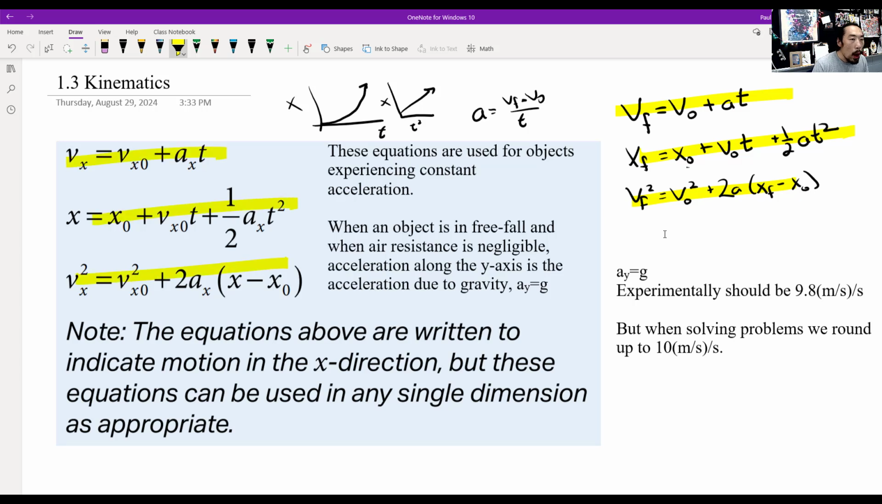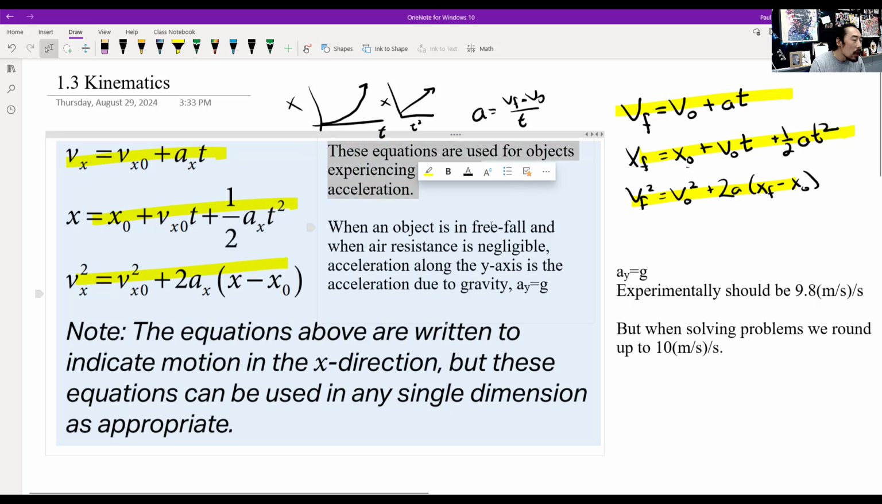A couple of other important things as you copy this stuff down. These equations are only used for objects experiencing constant acceleration. So this isn't like, let's say in a car, you're pushing the gas pedal and then you push it more, and then you slam on your brakes and you push the gas pedal. That is a change of acceleration, so we don't use these equations for that.